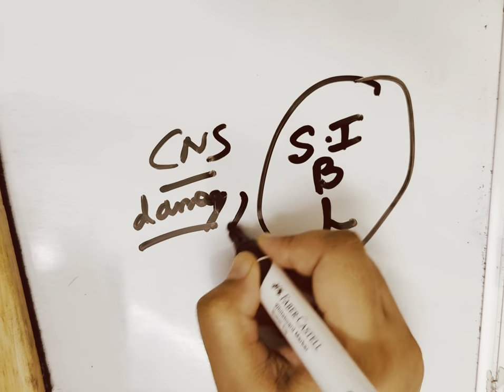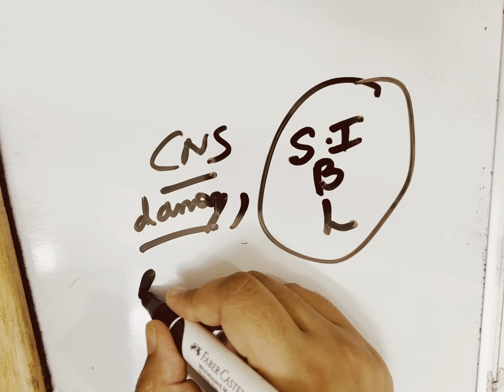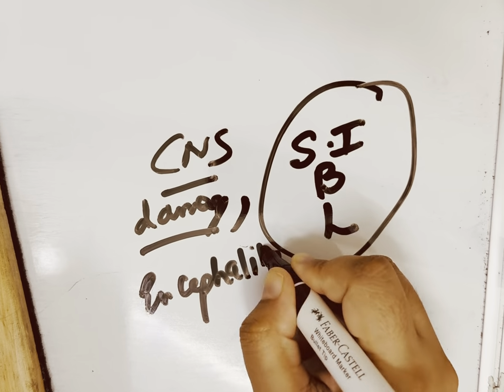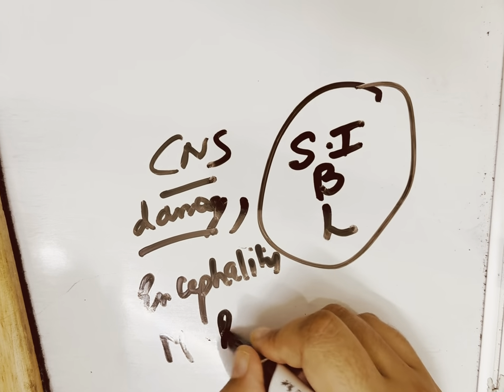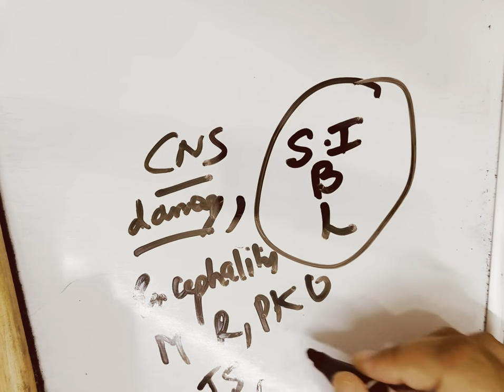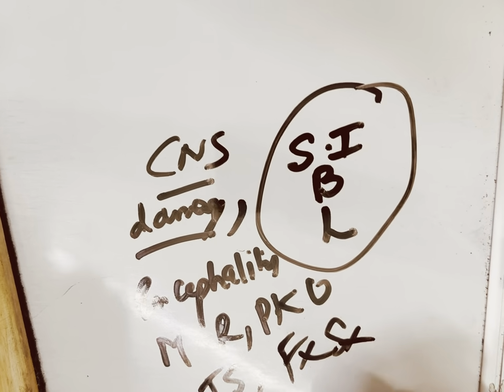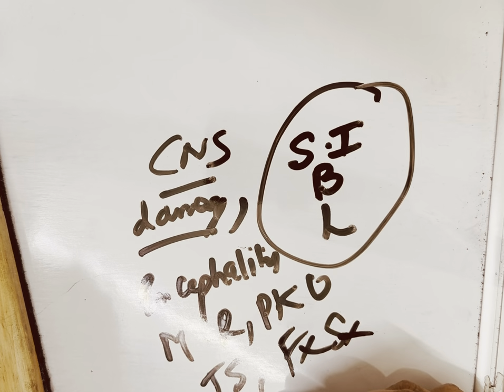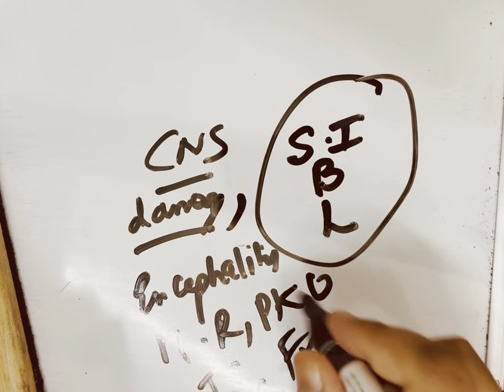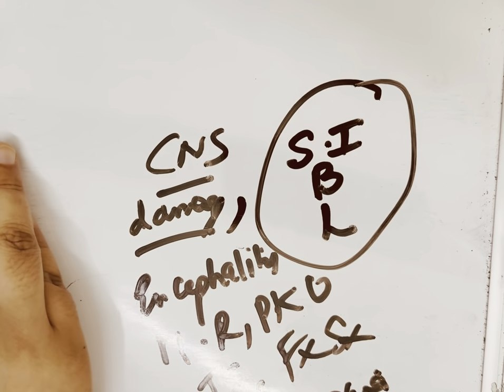Some infections, encephalitis, maternal rubella, phenylketonuria, tuberous sclerosis, Fragile X syndrome, and perinatally there is anoxia. So this all can lead to the autism spectrum disorder. It was also, in the previous Harrison, linked with the mercury-based vaccines.